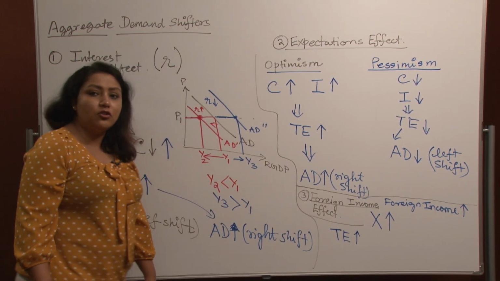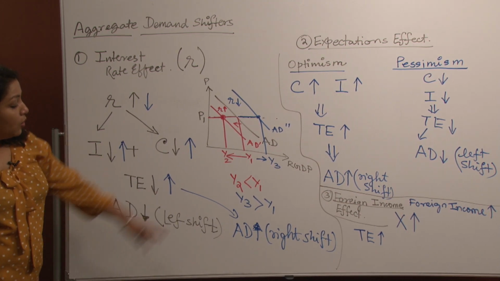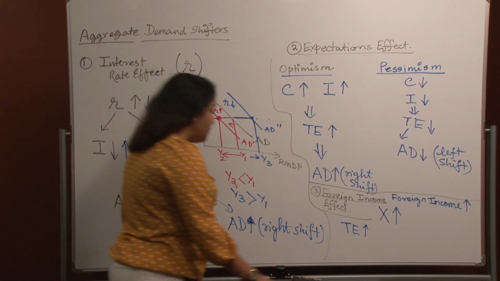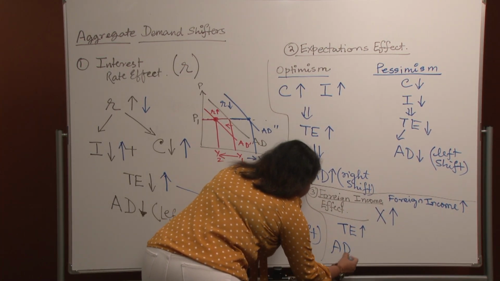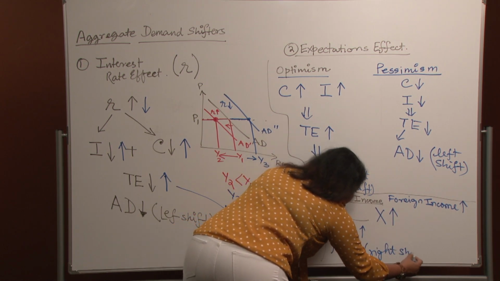So our exports go up, and as our exports go up, our total expenditure also goes up, because remember, total expenditure is C plus I plus G plus X, right? So as X goes up with no other change, the total expenditure goes up. As a result of that, your aggregate demand goes up, and you see a right shift of the aggregate demand curve.